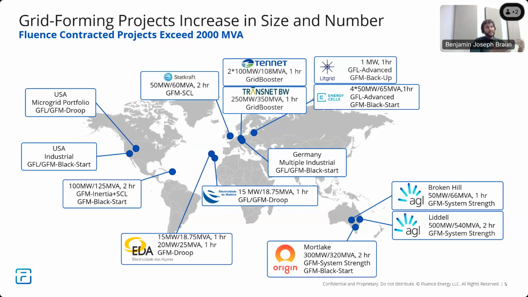And just to give you an idea of what Fluence has been doing with grid forming over the years, you'll see a collection of projects here. A fair amount of them are already built and in operation, about 500 MVA worth of grid forming projects already online. And we have another 1,500 MVA contracted, so in detailed design, construction, some of them already in commissioning, going online soon. Of all of those sites, there is a bit of diversity in terms of the energy duration. So you see some with 1 hour, some with 2 hours.